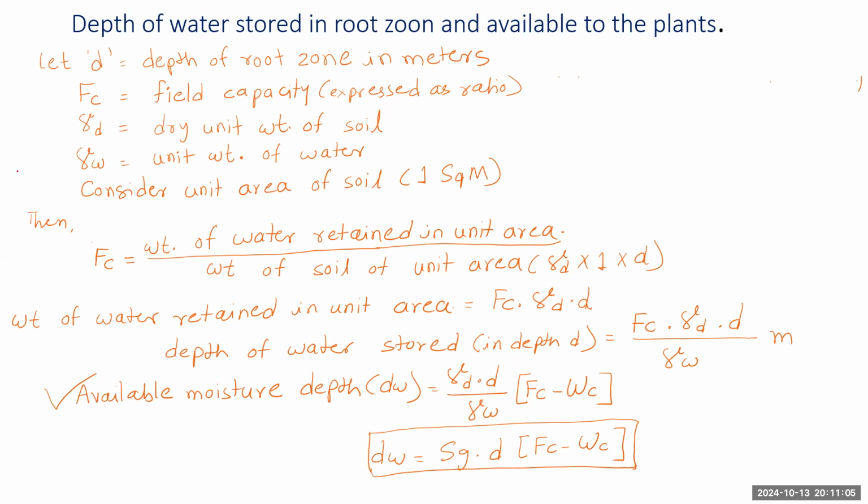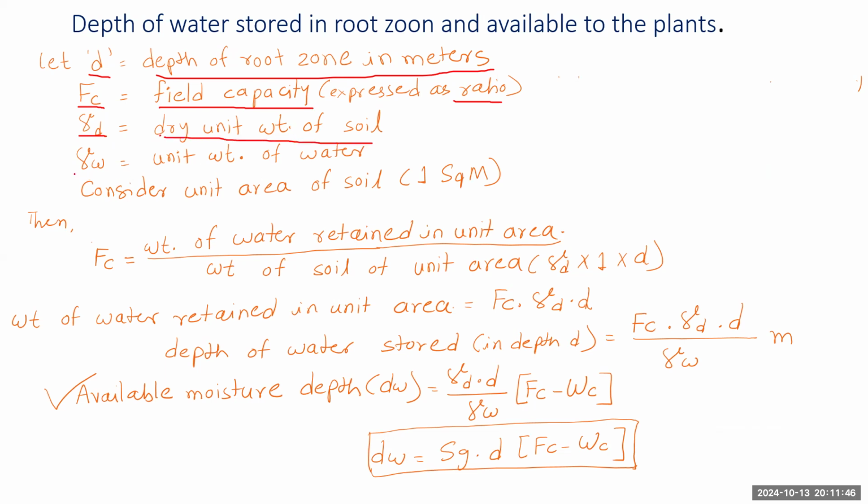Now see the explanation for this particular formula. Let small d be the depth of root zone in meters. There is a root zone depth of soil. So d is the depth of root zone, which is measured in meters. Then let FC be the field capacity. We know that field capacity is a soil moisture constant and it is expressed as a ratio. Then consider gamma_d. All of you know that gamma_d is the dry unit weight of soil.